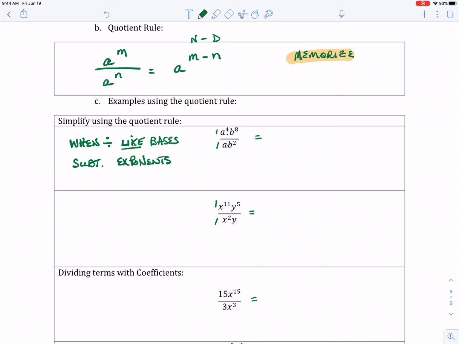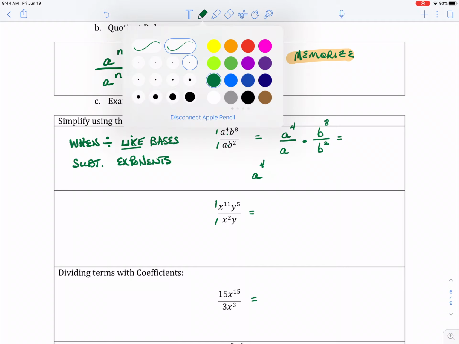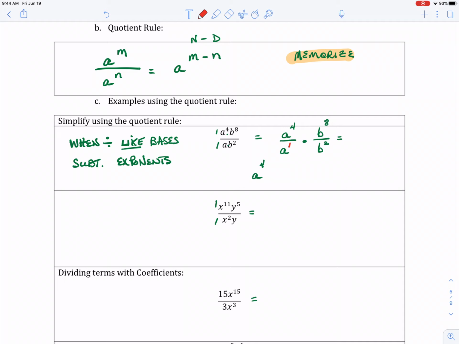All right, so on the first one, I'm going to separate out the letters, the like bases, into 2 distinct quotients. So I'll be sure to keep the like bases together. As I do that, this becomes a to the 4 minus 1, remember there's a 1 here, times b. Write the base down once, start with the exponent in the numerator, subtract the 1 in the denominator, and it looks like we end up with a to the 3rd, b to the 6th.